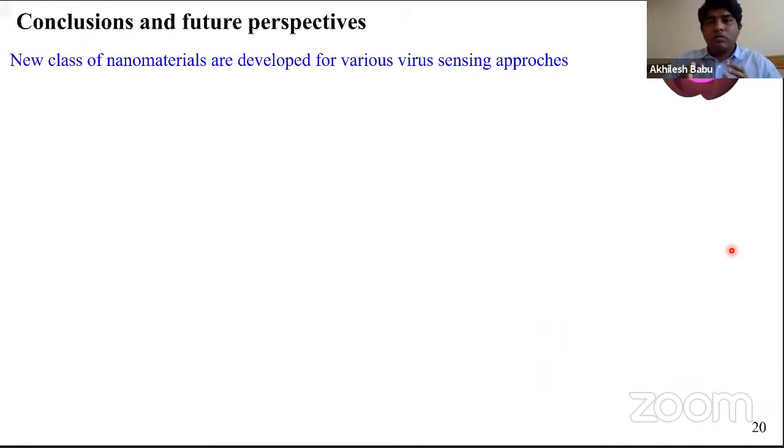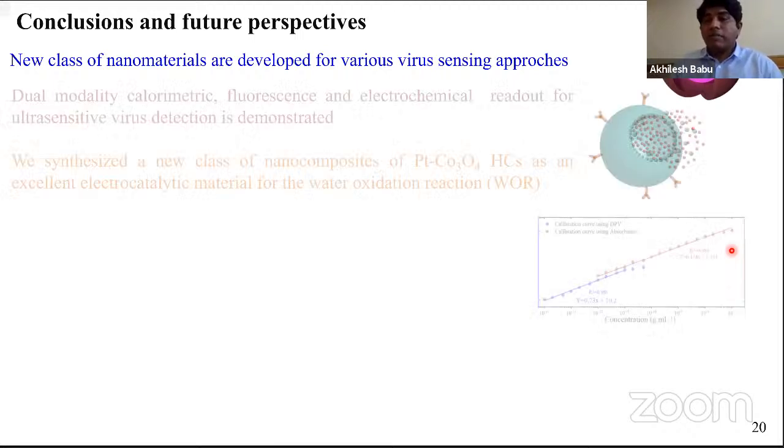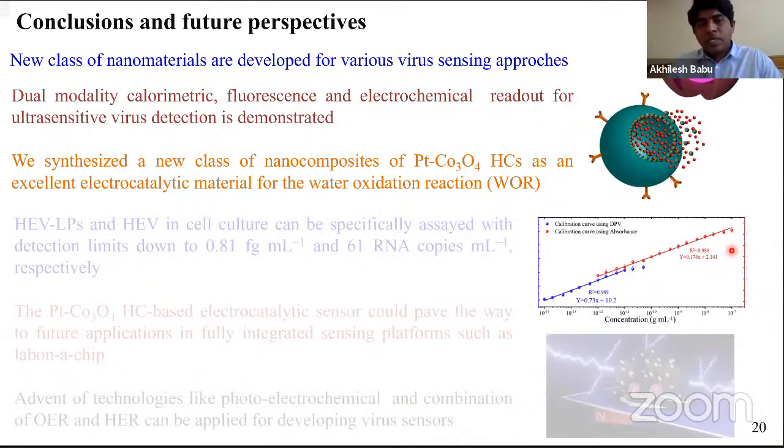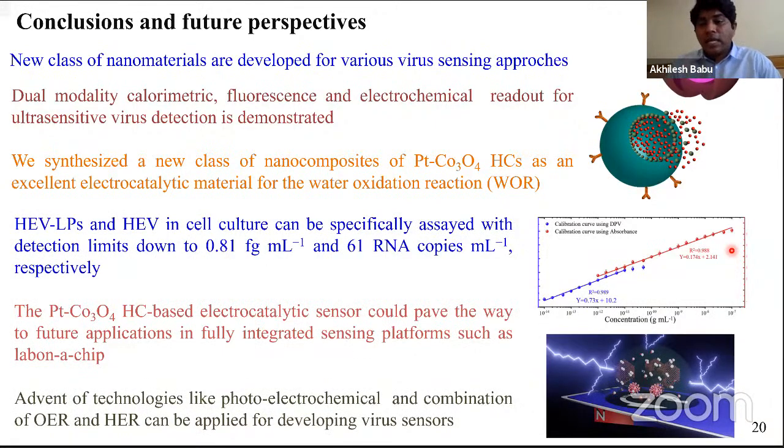Now, coming to the conclusions, we have developed several new classes of nanomaterials for developing various virus sensing approaches. We have also developed dual modality colorimetric, fluorescence, and electrochemical readout based sensors, and we synthesized a new class of nanocomposite like platinum cobalt oxide hollow cage, which was an excellent electrocatalytic material for water oxidation, and we could detect HEV in a very good linear range. Further, I would suggest that advanced methodologies like a combination of OER and HER can be applied for virus sensing. These would be new works which can be done.